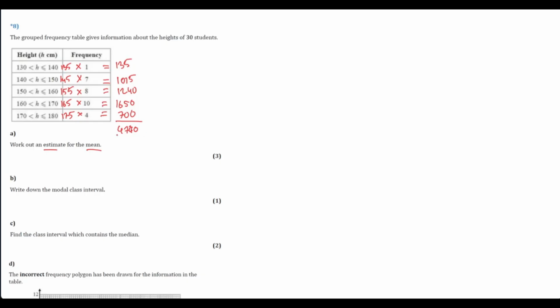And then we divide this number, because this is basically the total height for everyone, by the number of students, so we divide by 30 students. A common mistake is people divide by the number of rows. Make sure you do not do that. You divide by the total amount of, in this case, students. So we're going to do 4740 divided by 30, which is 158. So that'll be that one finished. That's 158.